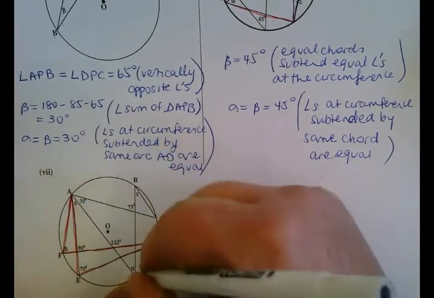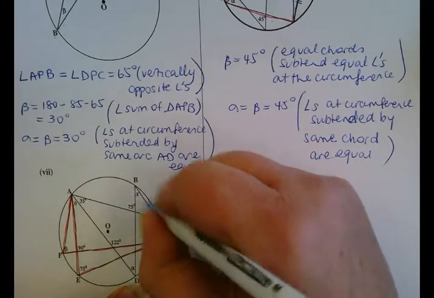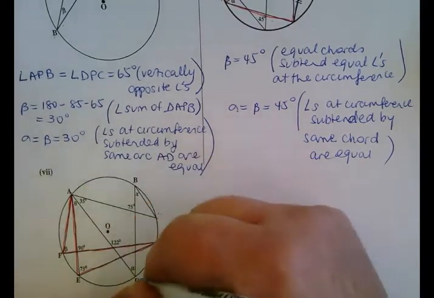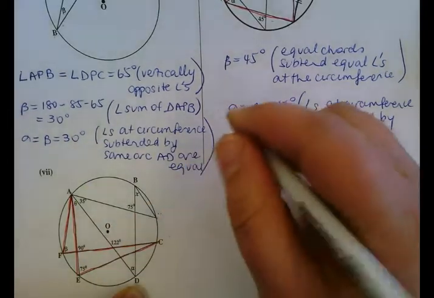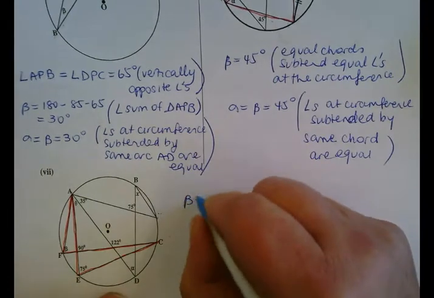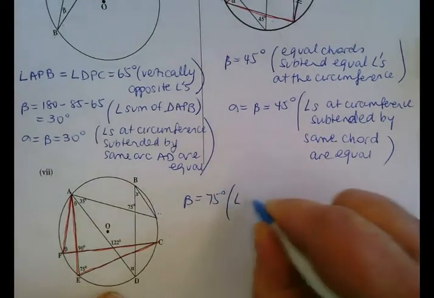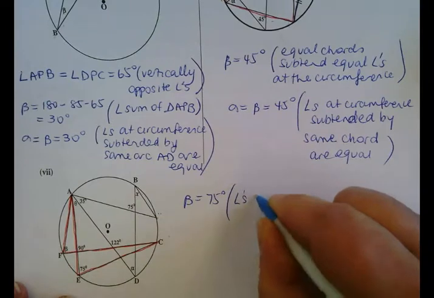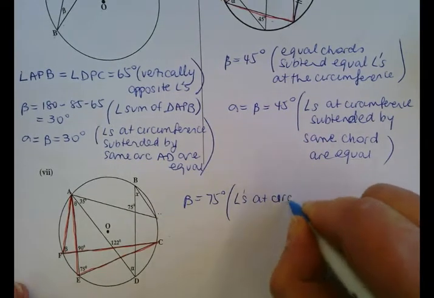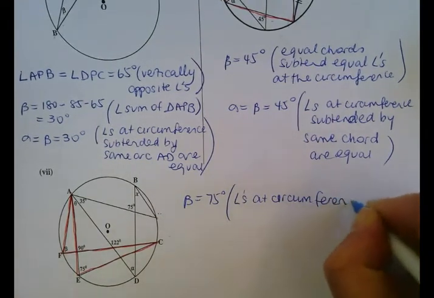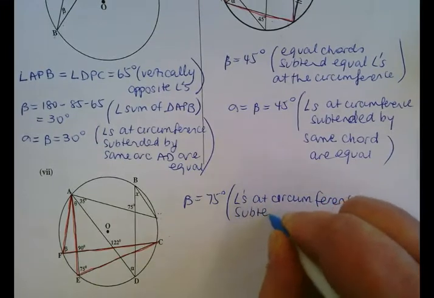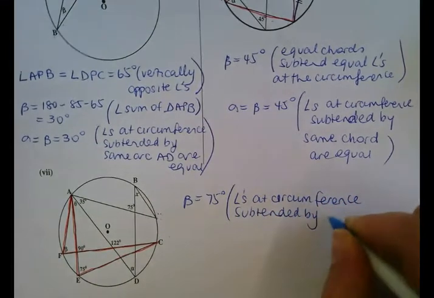I can see that x is 35 straight away. Look, there and there. It's my favorite one. Angles at the circumference subtended by the same arc. So beta is 75 degrees. You can put angles in the same segment or angles at the circumference subtended by the same arc.